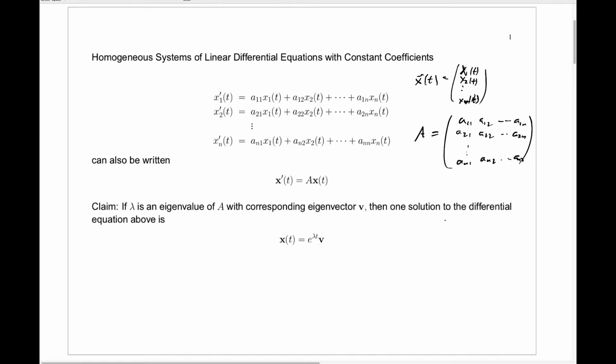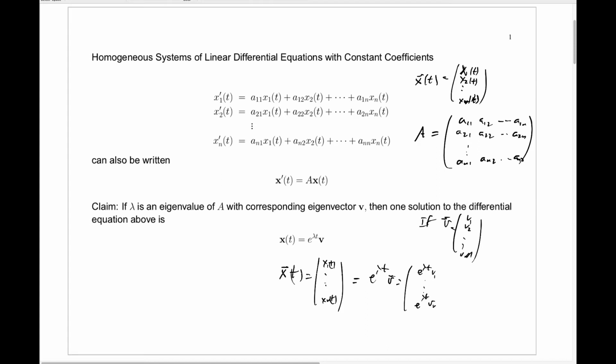So let me be clear, if v, the vector v, is the vector v1, v2 through vn, then by this I mean that your solution vector x of t, which again is the vector x1 of t through xn of t, would just be e to the lambda t times the vector v, which is exactly this vector e to the lambda t v1 through e to the lambda t vn. So why in the world would this work?